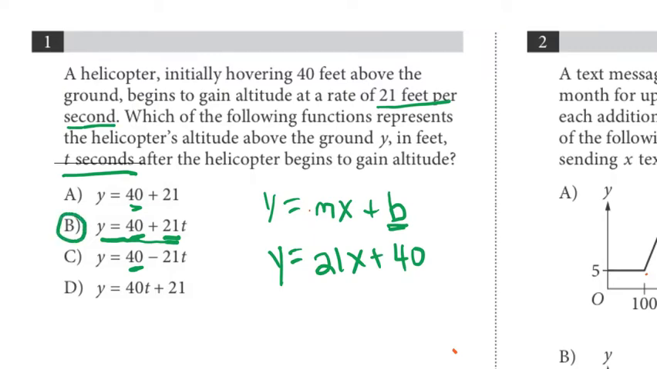And the level of difficulty from 1 to 10, based on students' ability to get the question correct without guessing, 1 being the easiest and 10 being the most difficult. This is a level 2. Let's go to number 2.